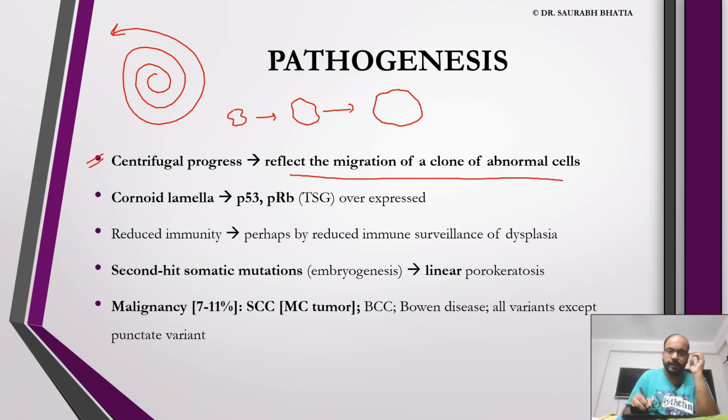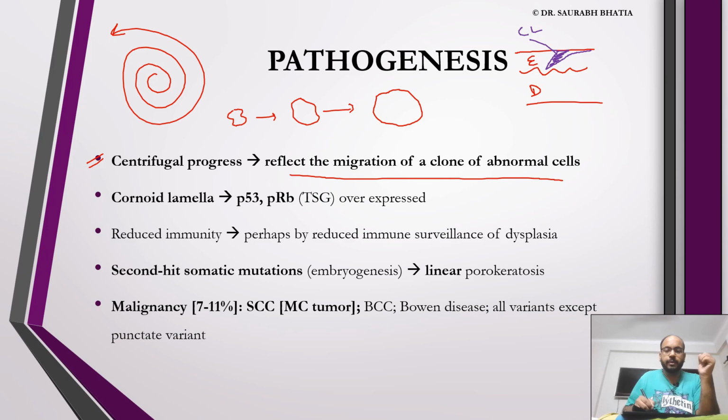Now, what do we mean by that? When we're discussing biopsy, it will be clearer to you. But let's say this is the dermis and this is the epidermis. And in this, you have an oblique clone of parakeratotic cells, and this is your cornoid lamella. So as the cells grow, they spread in the periphery, and that is the reason why porokeratosis has a centrifugal spread.